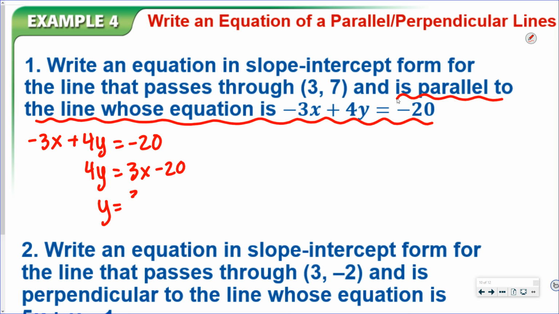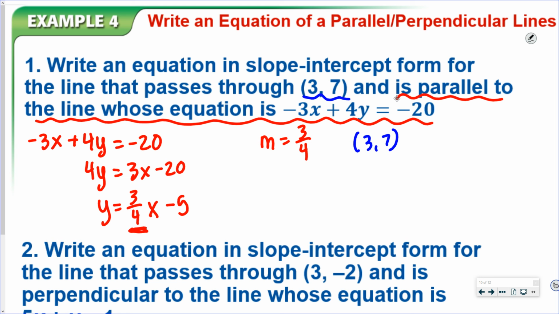Divide by 4. Okay. So I took that line they gave me. I put it in slope-intercept form. What's the slope of this line? 3/4. So if our line is parallel to this line, parallel lines have the same slope, our slope is going to be 3/4. That's the only information you're using from that line, folks, is the slope. They also give me a point that it passes through. Is that point my y-intercept? No, of course not. They're going to make me do point-slope form, right?